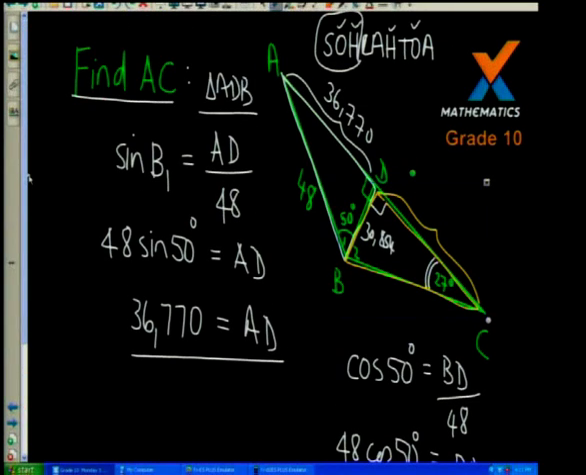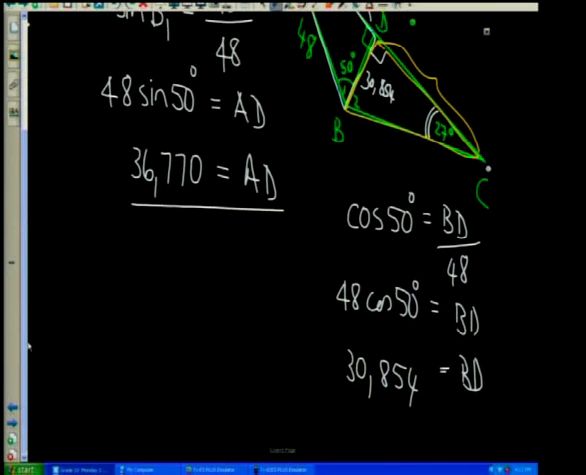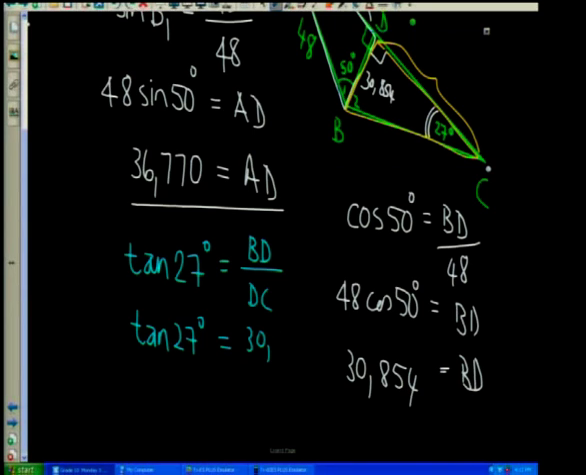Adjacent and opposite involves tan. So tan of 27 is the opposite, which is BD, over the one that I want, DC, which means that tan 27, filling in your values for BD, will give us 30,854 divided by my DC.